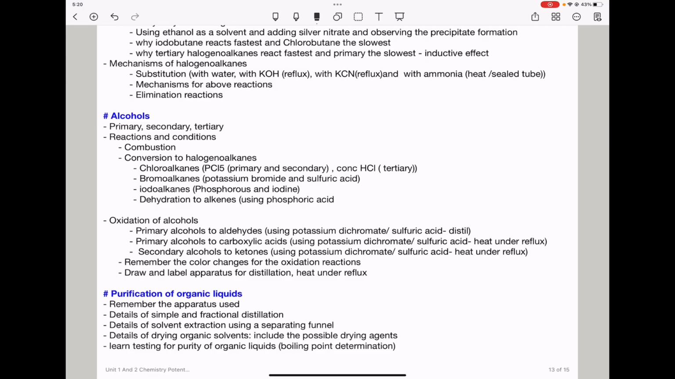You need to fully understand the details of solvent extraction using a separating funnel. Please remember to revisit the whole detailed explanation and description because it can be asked. This is usually a Unit 3 question. They'll ask you the details of drying organic solvents. You need to include the possible drying agents, and please remember when you're writing their names you have to put anhydrous before each one. You need to learn about testing for purity of organic liquids. In this case, of course, we carry out boiling point determination.